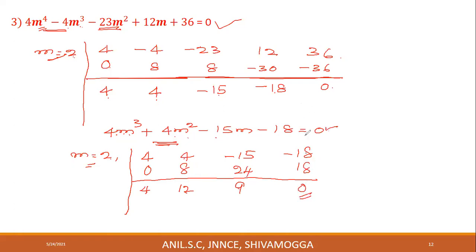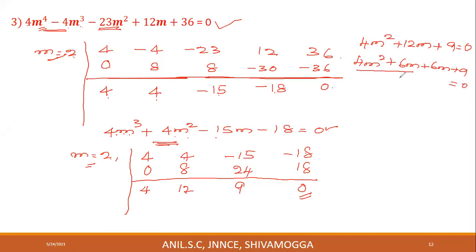Therefore, this cubic equation is reduced to a quadratic equation: 4m square plus 12m plus 9 equal to 0. How do you factorize this? 4m square plus 6m plus 6m plus 9 equal to 0.